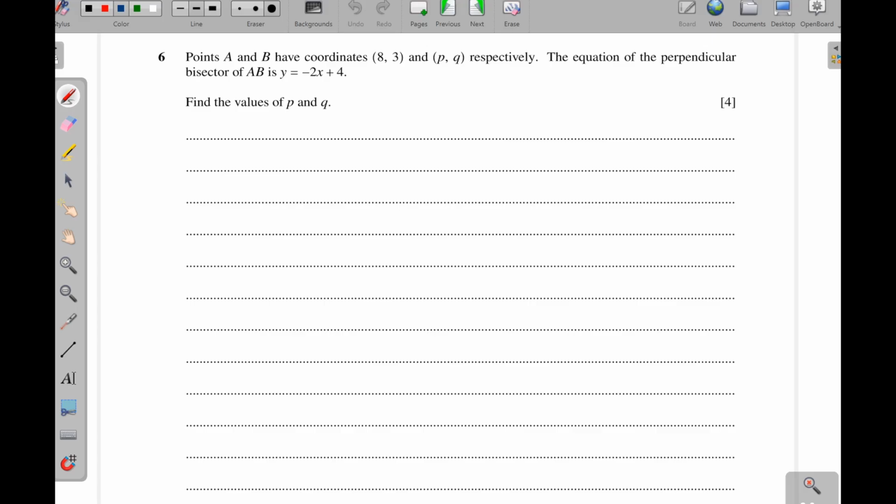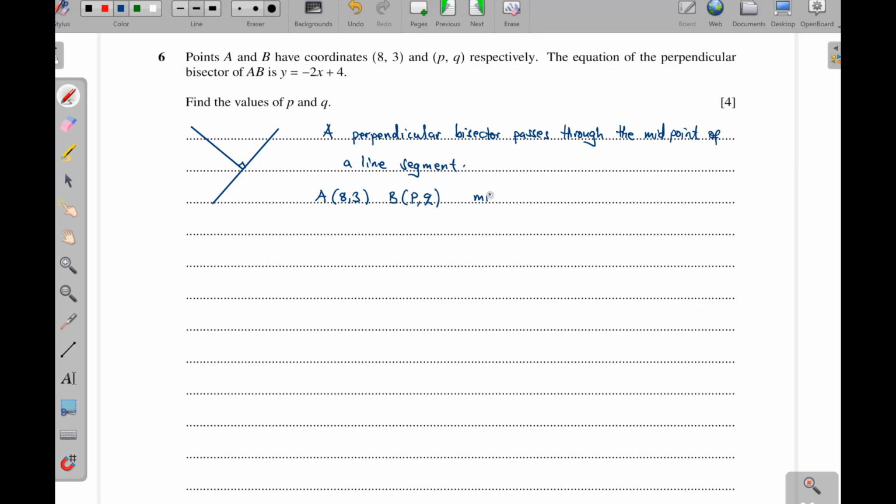Question 6 is coming from coordinate geometry. Points A and B have these coordinates, and the equation of the perpendicular bisector of AB is this one here. Find the values of P and Q. Now, we know that a perpendicular bisector passes through the midpoint of a line segment. Okay, if this is the perpendicular bisector here, then this has to be the midpoint. Okay, let me even put it here. A perpendicular bisector passes through the midpoint of a line segment. Now, for A, which is H3, and then B, which is PQ, then we need to get its midpoint.